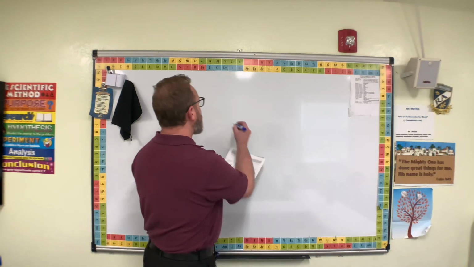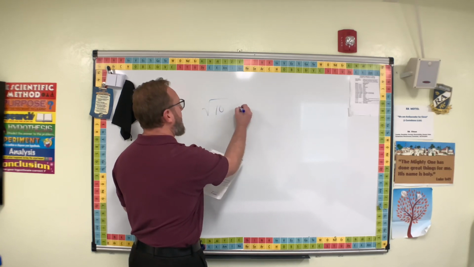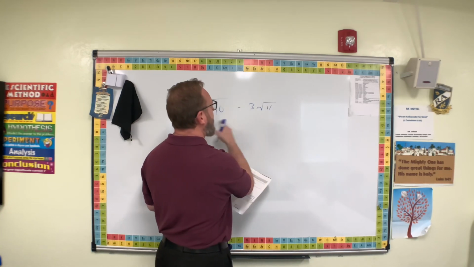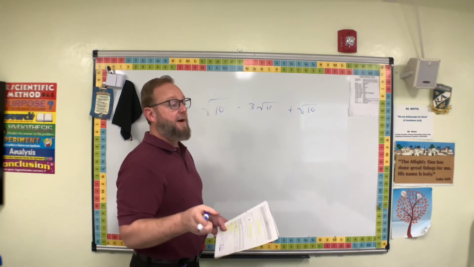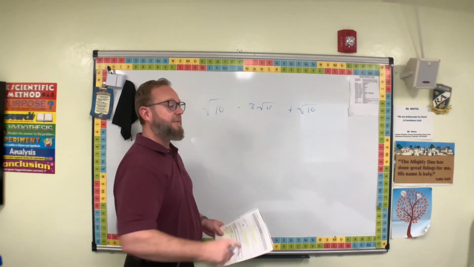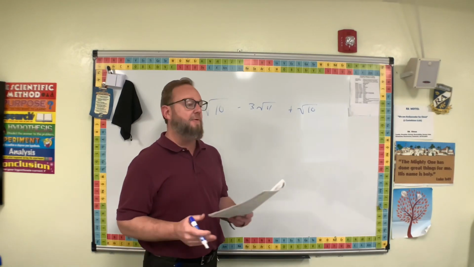Look at number 2. You have square root of 10 minus 3 square root of 11 plus square root of 10. So if you write cannot be combined in the blank, are you right or wrong? You're wrong. Because you have the square root of 10 minus 3 square root of 11. Sure, it can't do anything there, but plus square root of 10, you have something you can combine. I didn't say you had to combine everything, but if you can combine anything, then don't write cannot be combined.